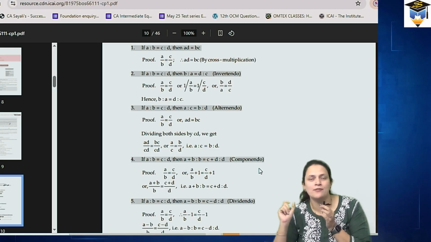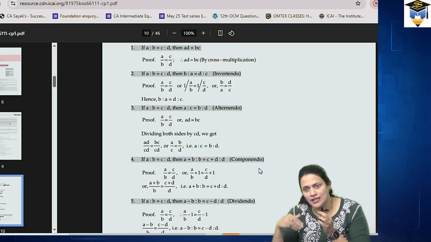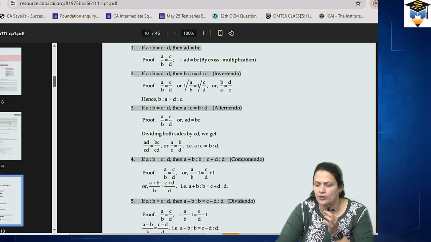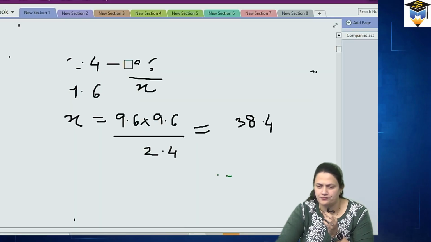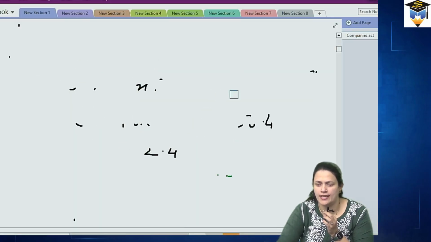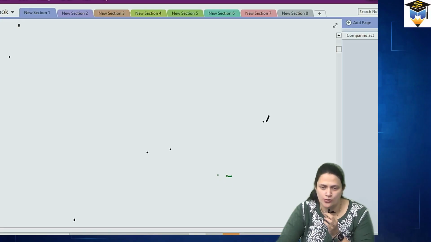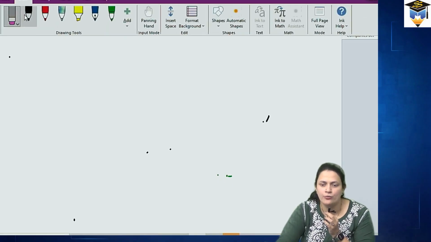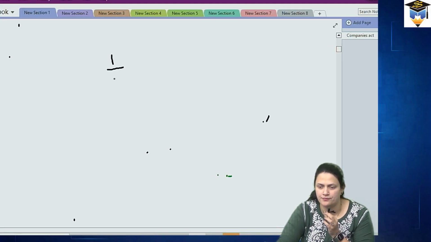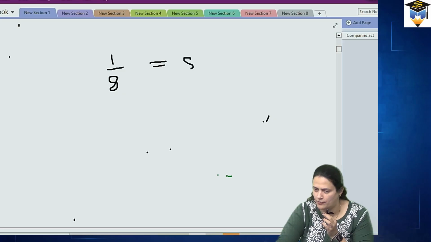As the name suggests, you have to just take the reciprocal of both the ratios. So let's say when we talk about invertendo, if I say 1 upon 2 is a ratio, and if we need to take invertendo of that, what will be invertendo of this? 2 upon 1.